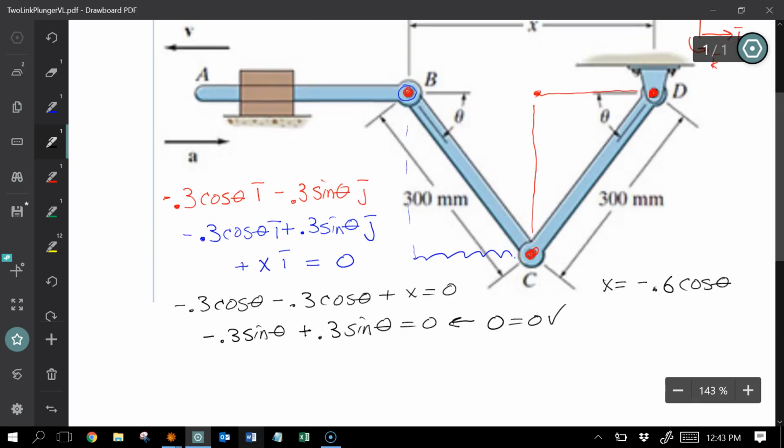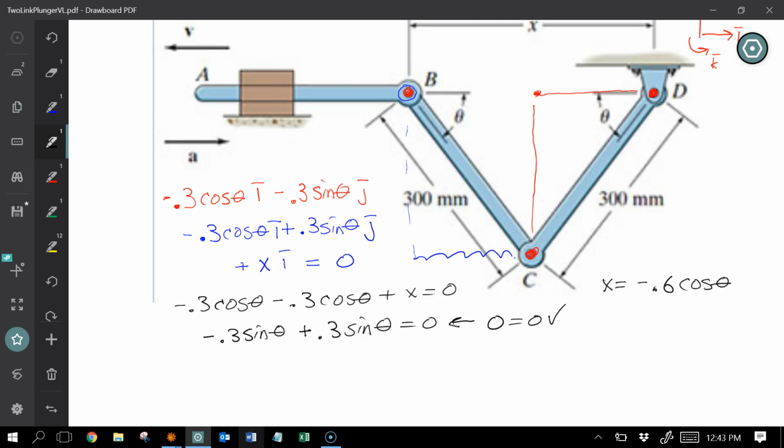Okay, and you could look at the geometry and do it as well. But the power of the vector loop is the fact that if you can't see the geometry, it will give you the equations that solve for the position.